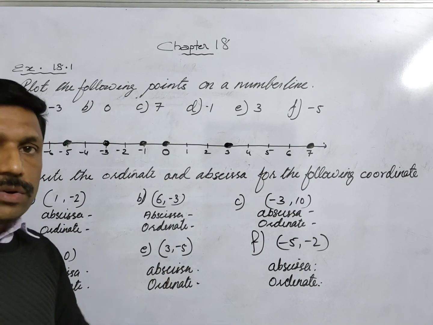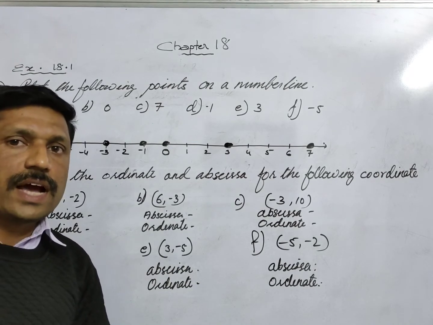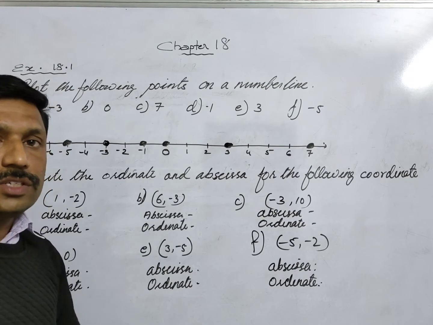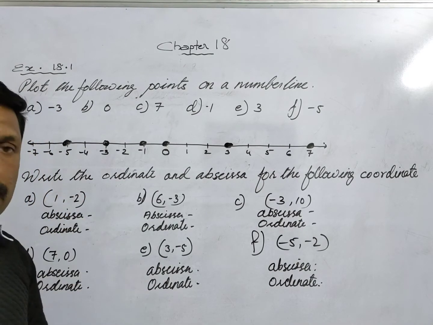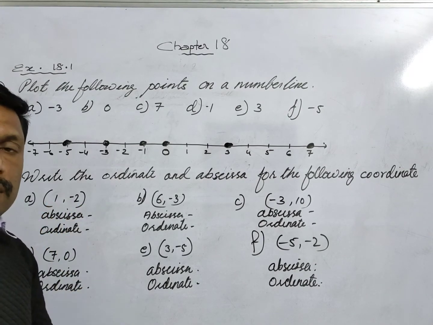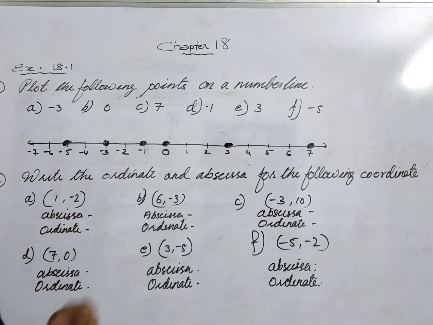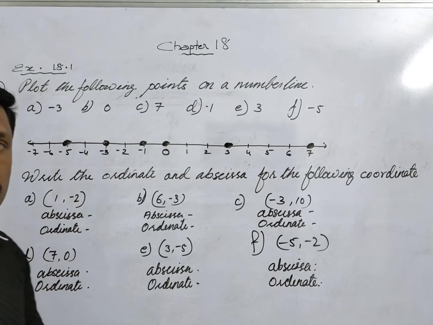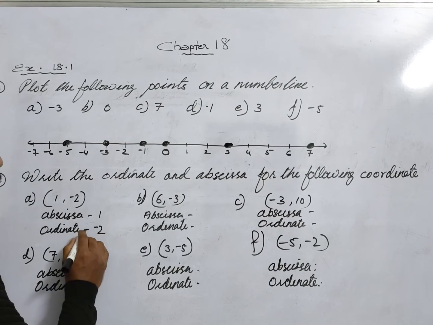Ordinate means y coordinate, and abscissa means x coordinate. Dear students, as I have explained, in a coordinate we always write an ordered pair. This is called an ordered pair. In the ordered pair, we always write the abscissa first. The number which is written first is the abscissa, and the number which is written second is the ordinate. So here abscissa is 1 and ordinate is -2.